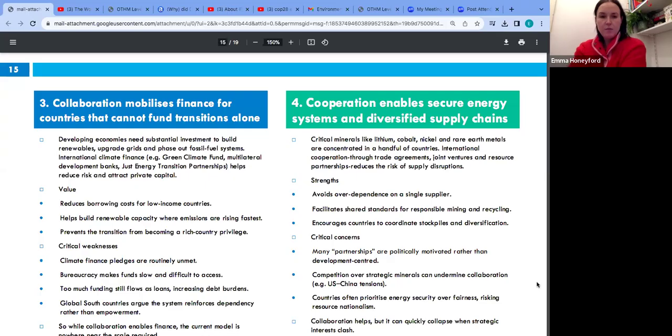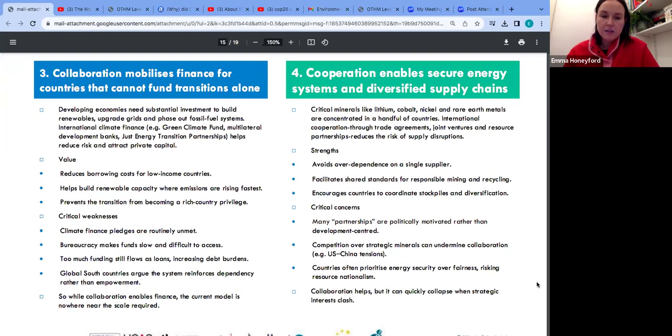So the value of doing this means that it does reduce borrowing costs for low-income countries, and prevents the transition from becoming a rich country privilege. A critical weakness would be that climate finance pledges are routinely unmet. Bureaucracy makes funds slow and difficult to access. Too much funding still flows as loans, increasing debt burdens.